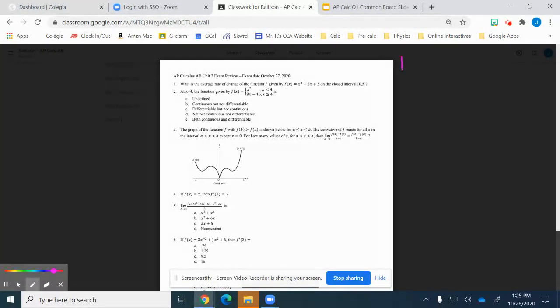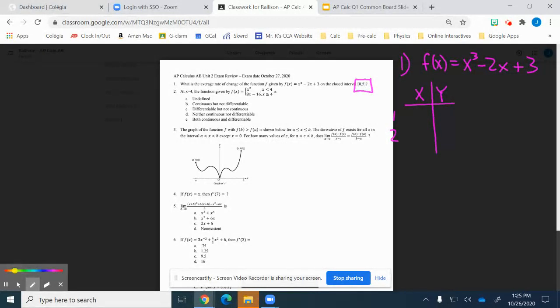Number one says, what is the average rate of change given by this function? The function is f of x equals x cubed minus 2x plus 3. The average rate of change is simply the slope of the line between 2 points. And we are given our x's right there. So we'll make just the tiniest little table here, x and y, and we'll call this point 1 and point 2.